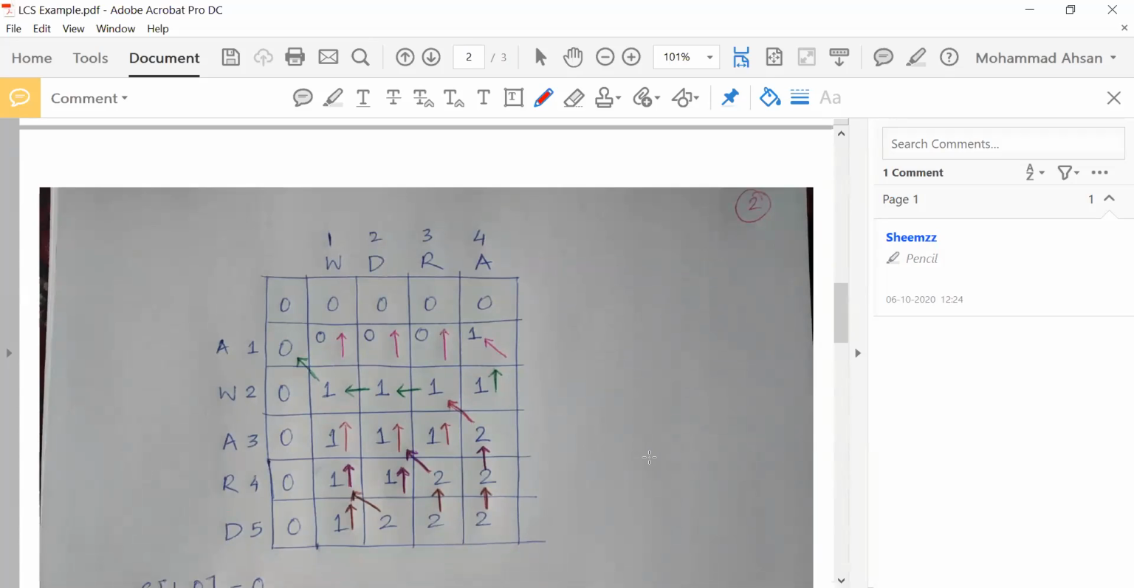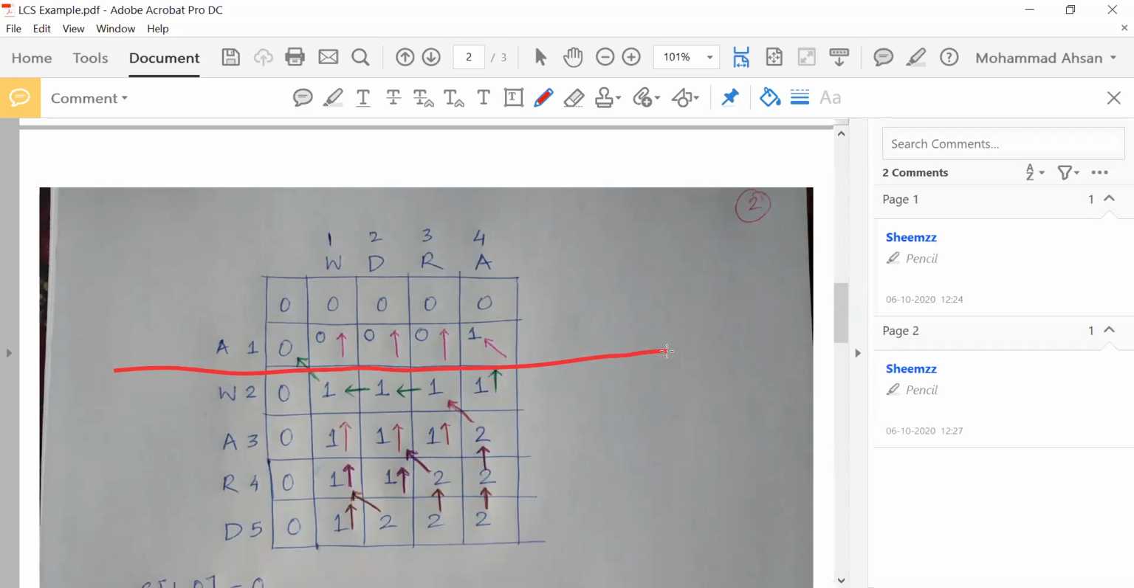The arrows that you see in this 2D array tell you where the value came from. We'll discuss that in a while. When you draw the 2D array for this, it's very easy to fill it up. First we are going to do row number 1. Row 0 will be 0, because when the length is 0, the first row and the first column are 0.